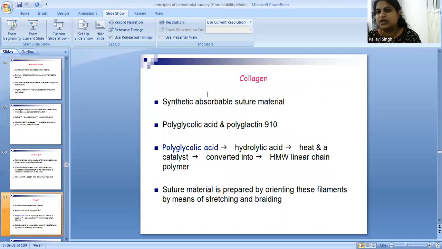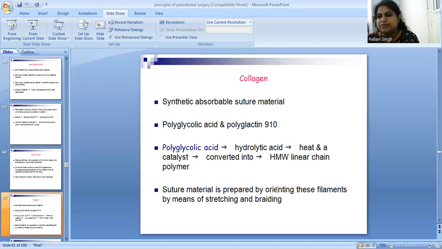Collagen is a synthetic absorbable suture material. The two forms mostly widely used are polyglycolic acid and polygalactin 910. Polyglycolic acid is basically a hydrolytic acid. In the presence of heat or a catalyst, it is converted into a high molecular weight linear chain polymer. This polymer has sufficient strength and it can also be lysed by the body enzymes.